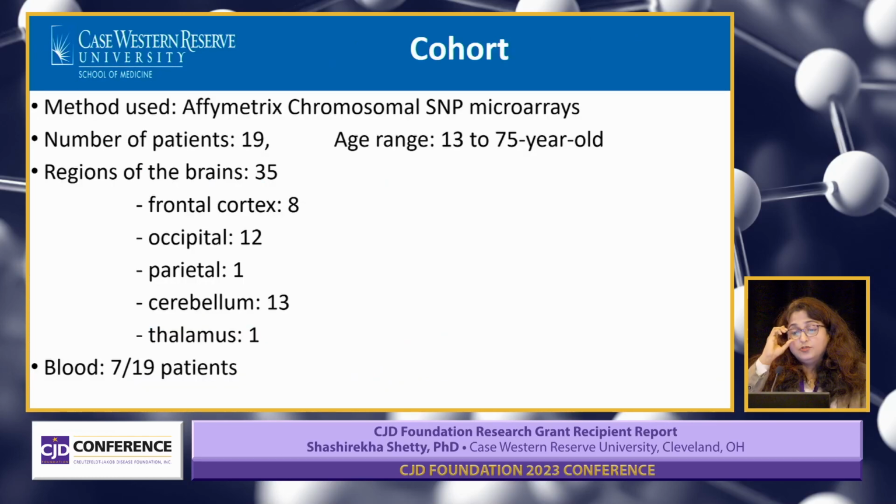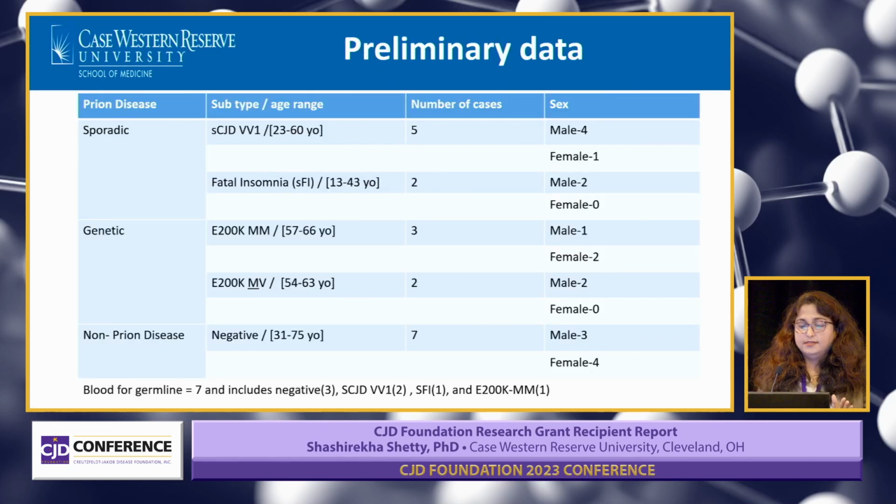And this was my cohort of patients. I looked at 19 patients so far, 35 regions of the brain: frontal cortex, occipital cortex, and cerebellum. The age range is between 13 and 75 years old. I also studied 7 patients for germline, so I used blood DNA. This is the group of patients I studied.